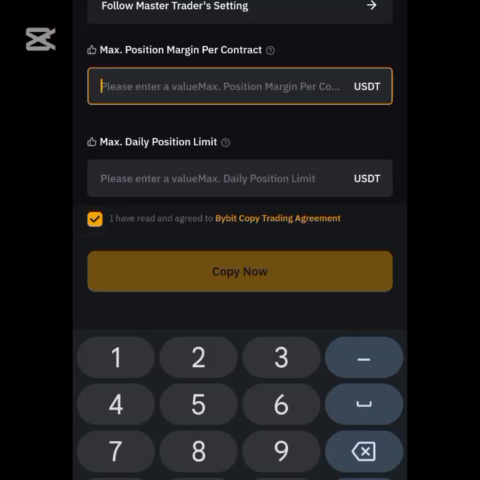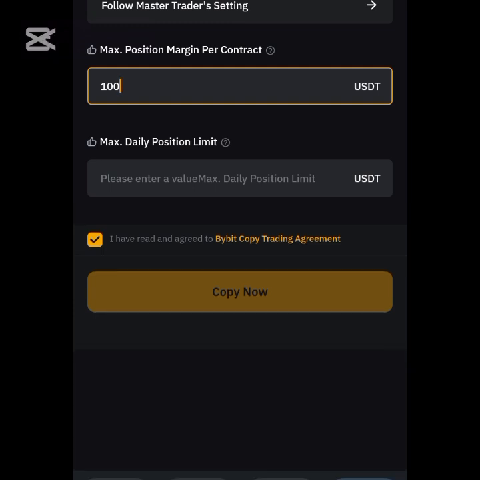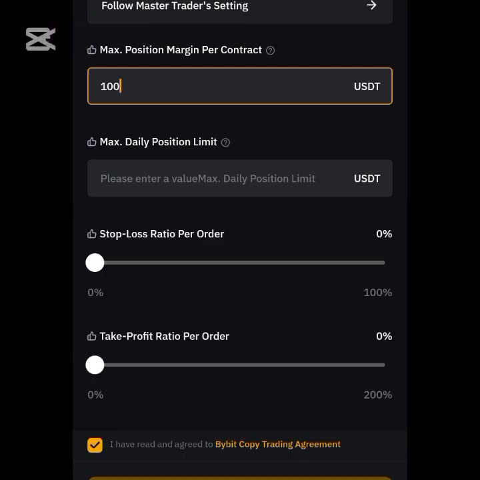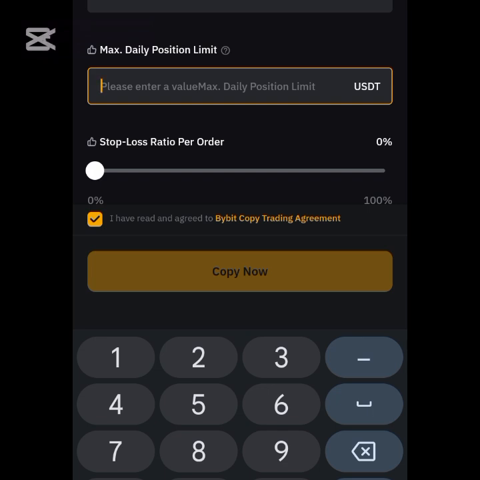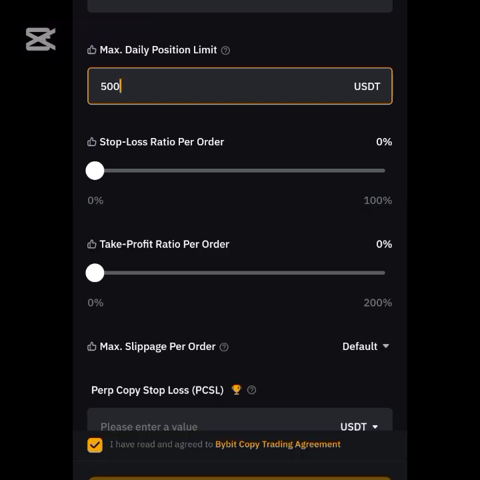Now we'll be setting the max to be at $100. That's the maximum we are willing to risk per trade. Now, max daily position limits. So in a full day, even if he enters more than one trade, the maximum we are willing to risk is, let me put $500. So when our $500 is exhausted, we won't be entering any new trade.